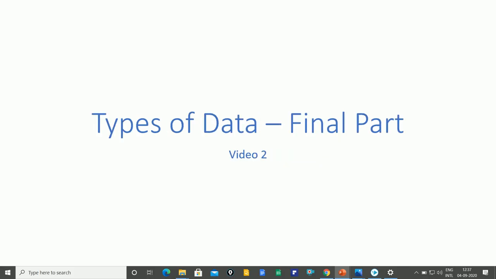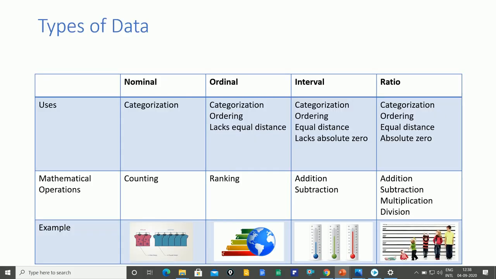So today we will discuss the other ways how data can be divided, and this will be the final part. But before moving forward, I'll give a quick recap of my previous video. We have discussed so far that data can be divided into 4 types: nominal, ordinal, interval and ratio. So what are the uses? Nominal data is used mainly for categorization purpose. That is, nominal data is used for classifying objects.